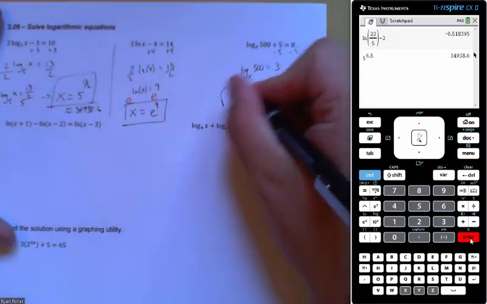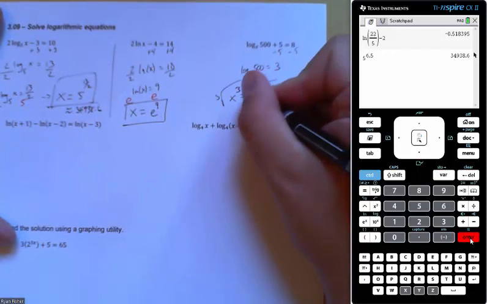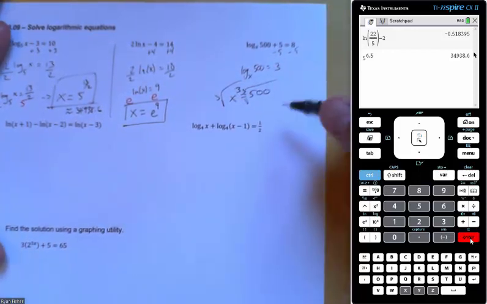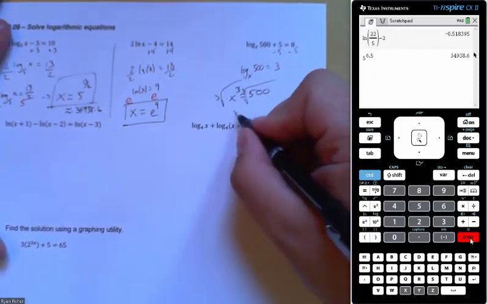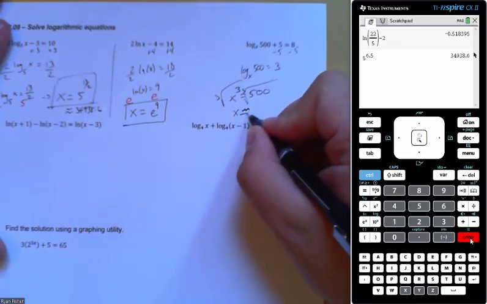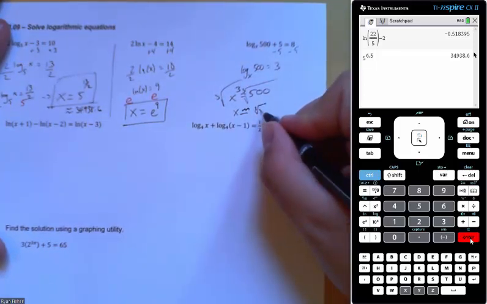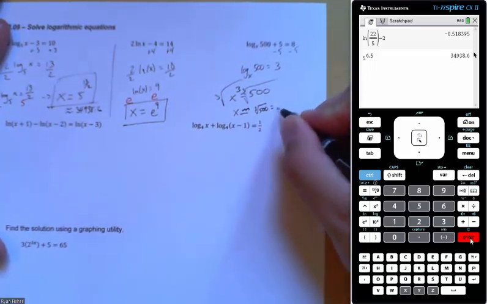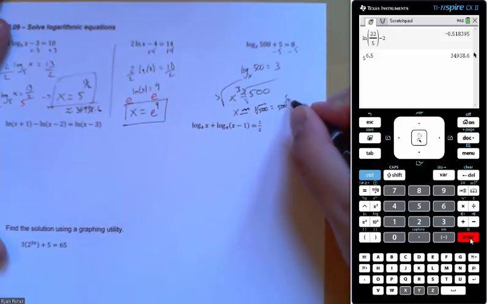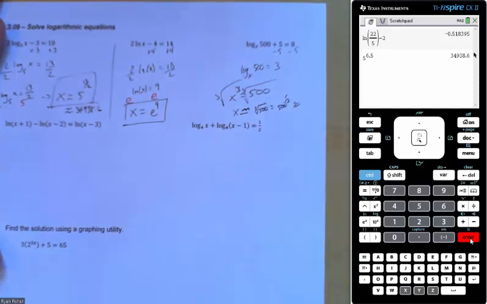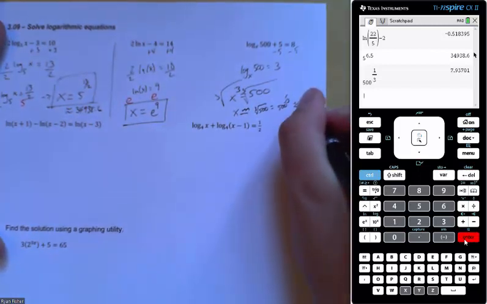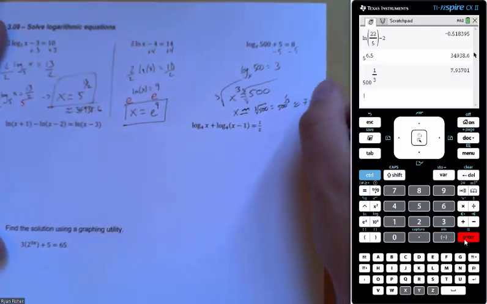I should take the cube root, or another way to say it is raise everything to the 1/3 power. So x is equal to the cube root of 500, which is the same as 500 to the 1/3 power, which is approximately 7.937.